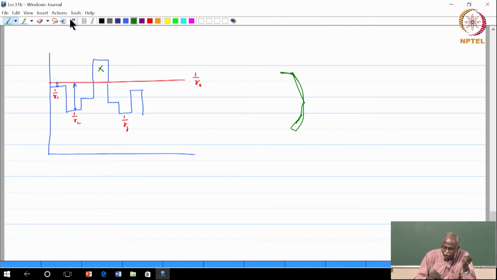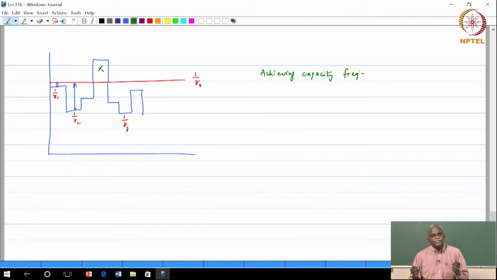So, this is a way of achieving capacity for a frequency selective fading channel. This is a mechanism for achieving capacity in a frequency selective fading channel. If you did not do this, there is no way we can optimize for achieving the capacity. You will get some throughput, but it will not be anywhere close to the throughput that you will get with this type of system in a frequency selective fading channel.